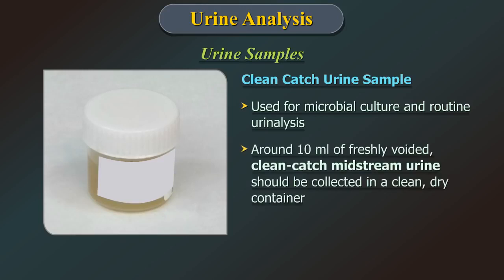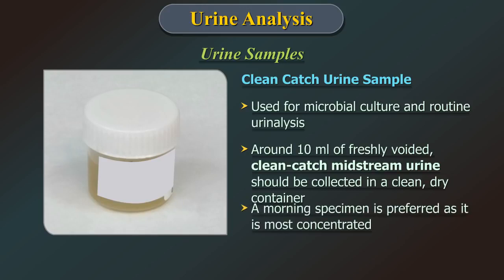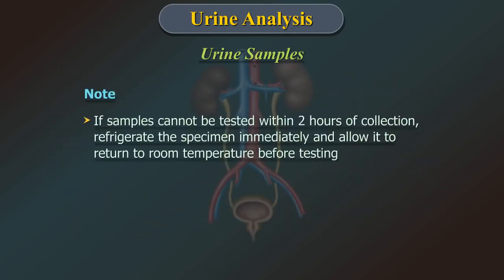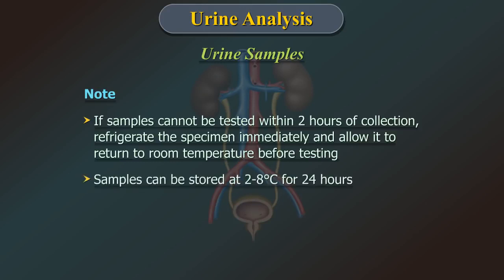Around 10 ml of freshly voided clean catch midstream urine should be collected in a clean, wide-mouth, dry container. A morning specimen is preferred as it is most concentrated. If samples cannot be tested within 2 hours of collection, refrigerate the specimen immediately and allow it to return to room temperature before testing. Samples can be stored at 2 degrees to 8 degrees centigrade for 24 hours.